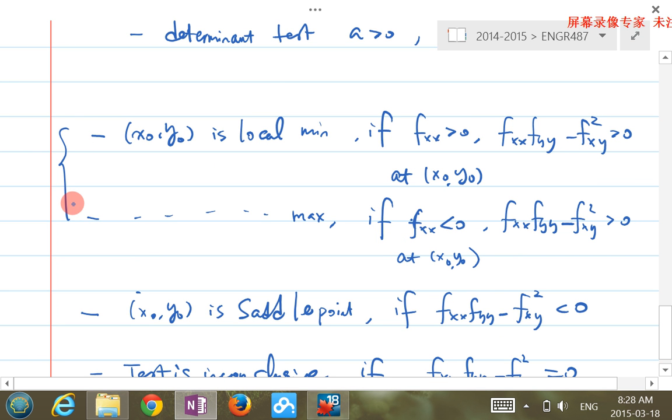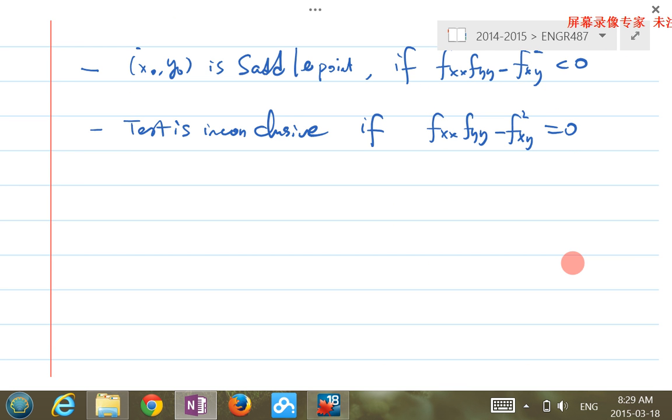Okay, so that's basically a function of two variables. All right, and this is essentially unconstrained. You have a function, it's unconstrained, and then you're looking to find the min or max.